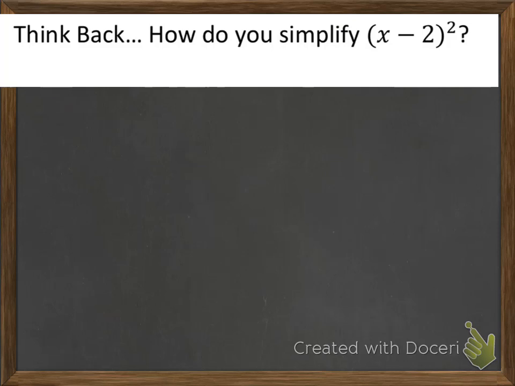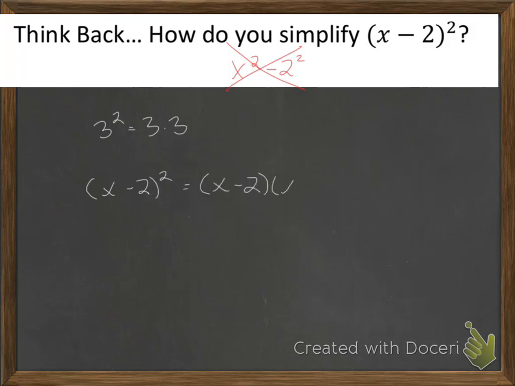Okay, the last thing we need to talk about is how do we simplify x minus 2 quantity squared? So a lot of times people just want to write it as x squared minus 2 squared. However, please write this in your notes. That is not correct. Just like 3 squared is equal to 3 times itself, so x minus 2 quantity squared is equal to x minus 2 times itself. Anytime you see this, you have to rewrite it, and then of course when you have something like this, then we're back to FOIL. So be careful about that.